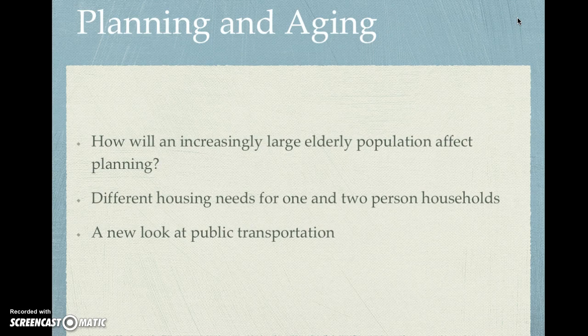How will an increasingly large elderly population affect planning? If you've got a growing population of older folks, which we do, they have different housing needs, right? You're talking one person, maybe two people, not a whole house full of young kids, not a whole big family. And we're going to really start looking at public transportation differently. Think about a grandparent that had their car taken away. You can't drive anymore because it's not safe. Well, these are people that would be looking to use public transportation then.